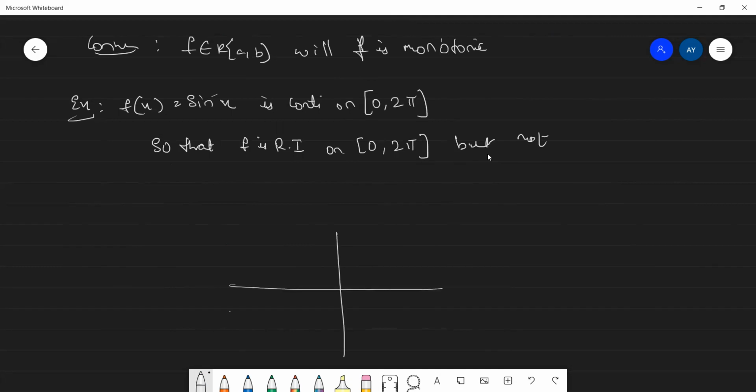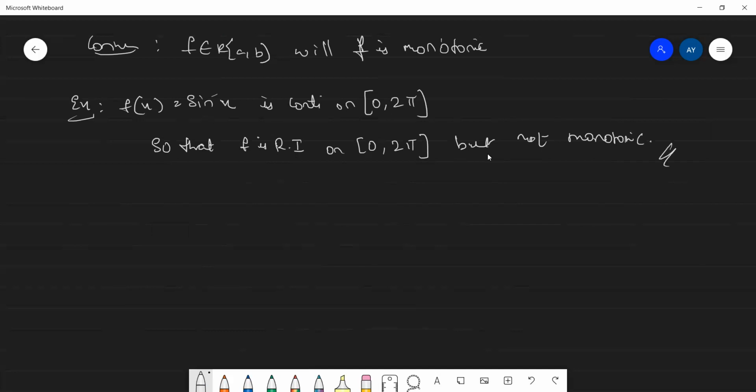The graph of sine will be like this, right? It will be something like this. So what is the monotone definition? Either it should be increasing or it should be decreasing. So this is not monotonic. So clearly this is not monotonic. Okay. So this is the converse of the theorem.